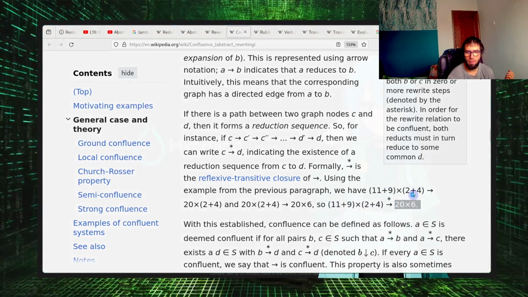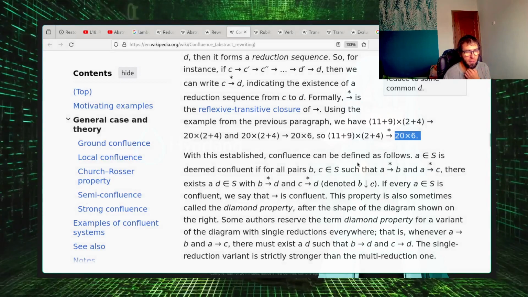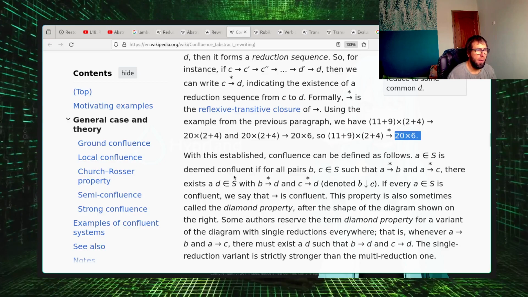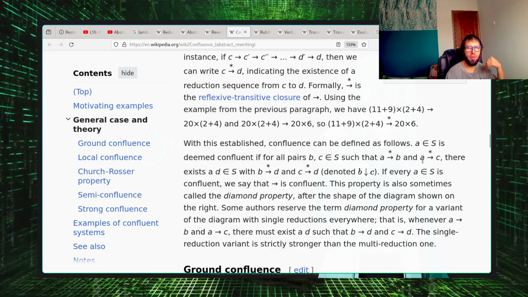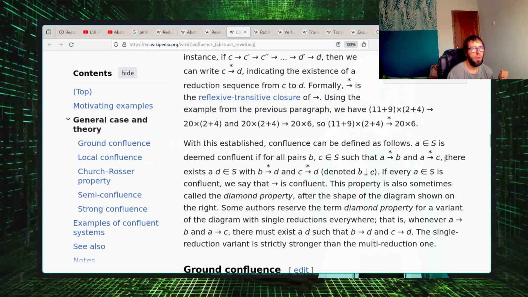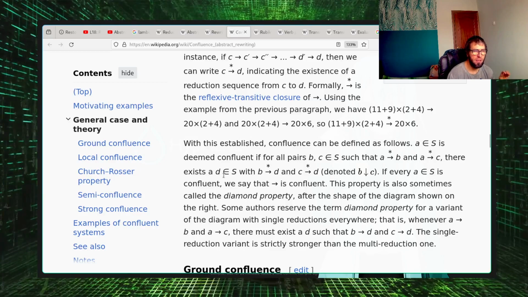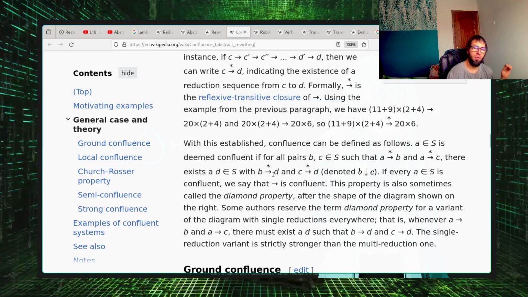and the existence of this path tells us that there exists a relation arrow star from this term to this term. Now we can define confluence in such a way: an A which belongs to S is deemed confluent if for every pair B and C, if there exists a path from A to B and there exists a path from A to C, then there always exists a D for which there exists a path from B to D and from C to D, and this is denoted as B down arrow C.